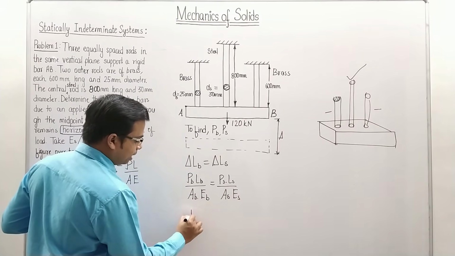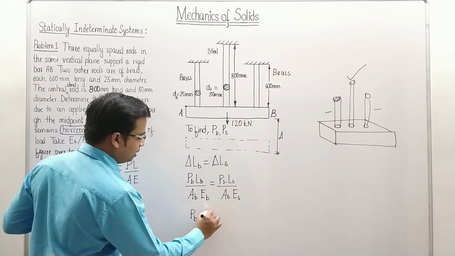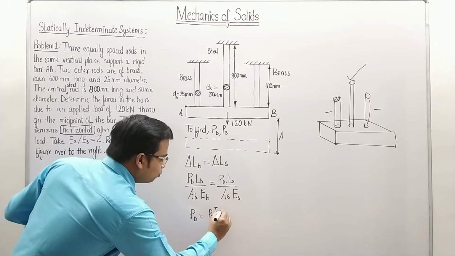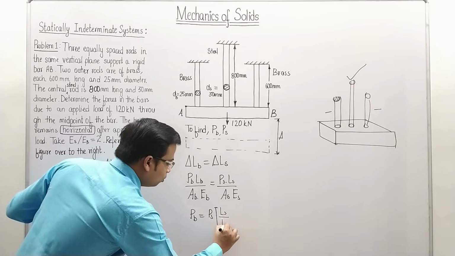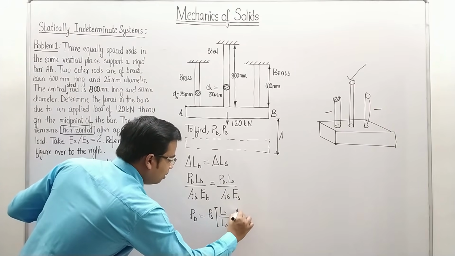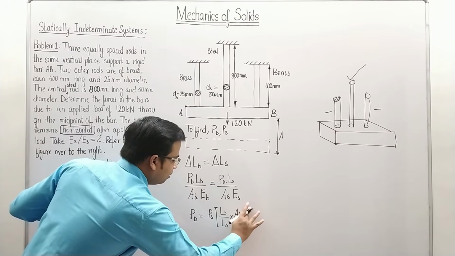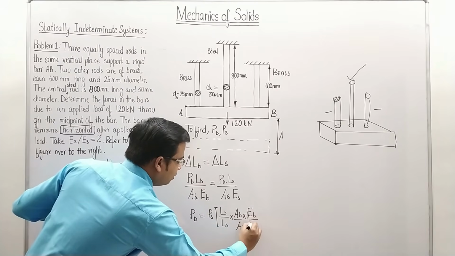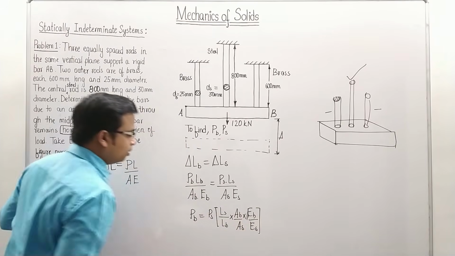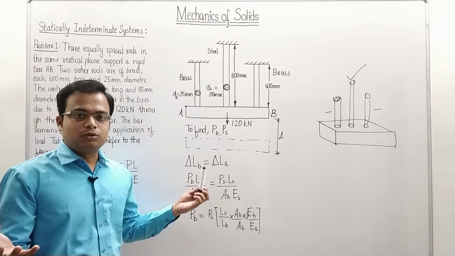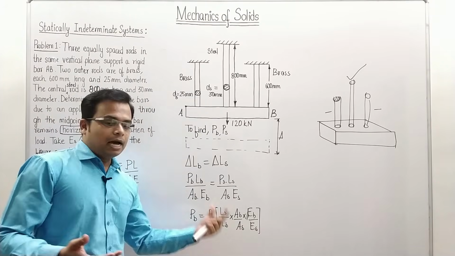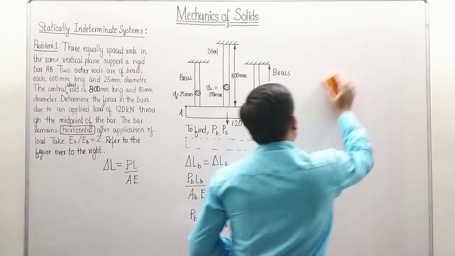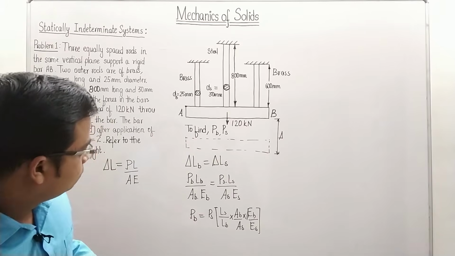Now just try to write PB in terms of PS and we have something like it. LS over LB multiplied by AB by AS and EB by ES. There you go. Now you need to punch in all the values. Once you do so, you will have a relationship between PB and PS. So it's something like this. Watch this. Here we go.